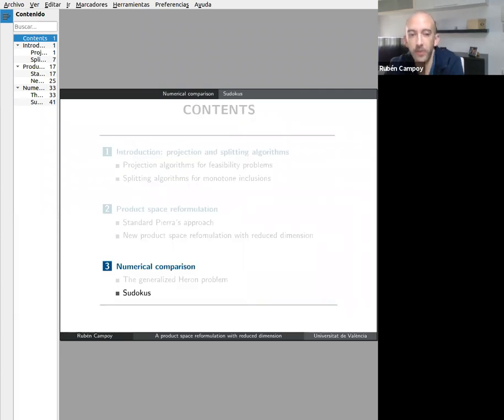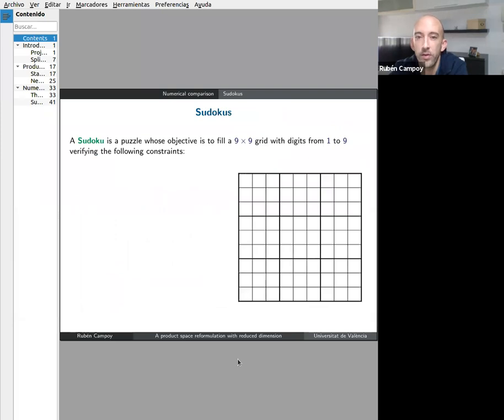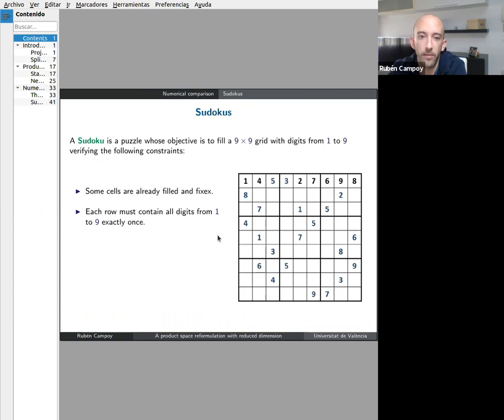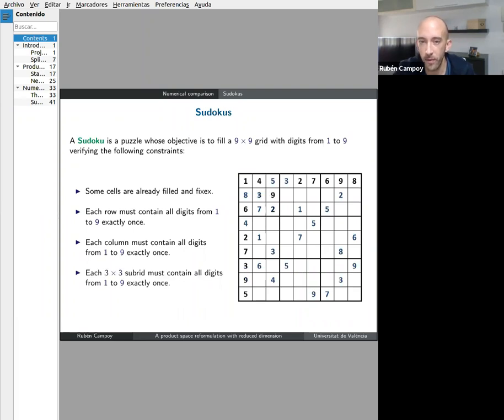Okay, and finally, in order to test the reformulation for non-convex feasibility problems, I took Sudokus again. Sudoku is a puzzle where we want to fill a 9 times 9 grid with the digits from 1 to 9. We have 4 constraints. Some of the cells are already filled. In each row, the digits from 1 to 9 need to appear only once. The same for the columns and the same for the subgrids.